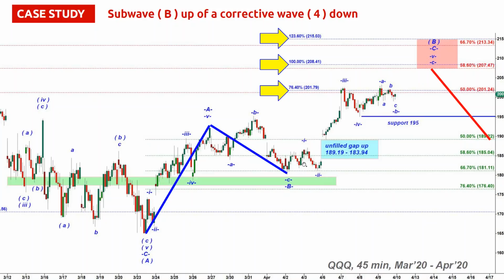I told you that subwave C has to have 5 microwaves. We got 1 up, 2 down, 3 up, 4 down, and now we need to get the very final A up, B down, and C up. As you can see, as long as QQQ holds over support at 195, in micro subwave C of Z wave B, we should get another push high in a micro subwave C, which would push price higher to make another high. This is exactly where we would get a 100% extension of that first move up off the low, and this is exactly where we have a 58.6% retracement of the whole drop that started off the February 2020 top.